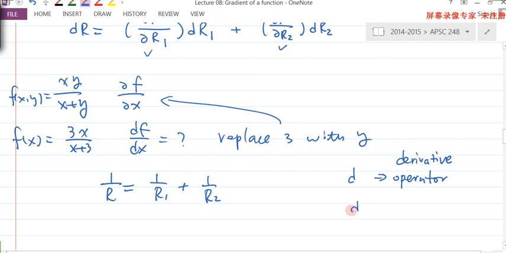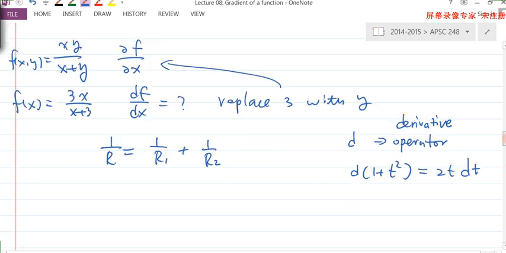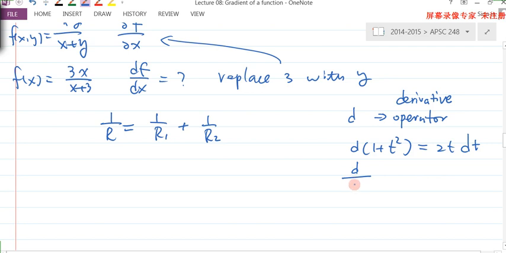So for example, D of 1 plus T squared. What does that give you? 2T dT. Does that make sense? If you're not used to this, it's d over dT of 1 plus T squared equal to 2T. Okay? So D is an operator.